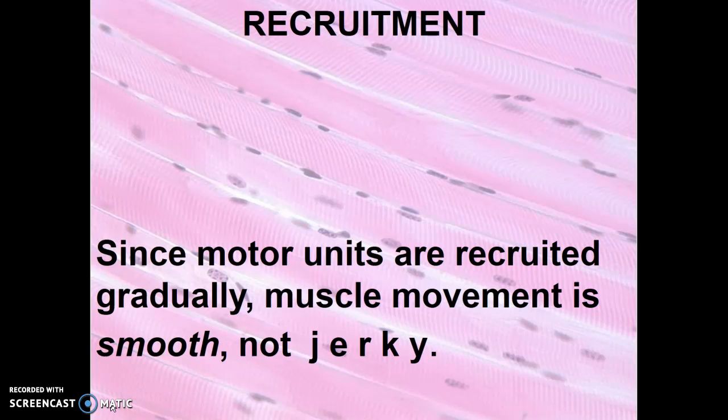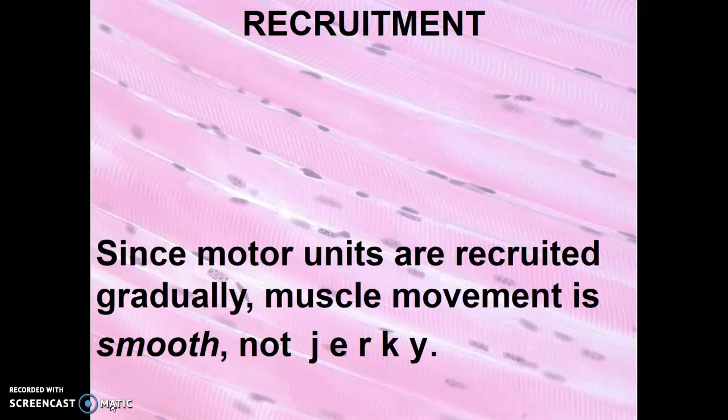Okay, so since motor units, what I'm reading right off here verbatim, are recruited gradually, muscle movement is smooth and not jerky. So I'll start recruiting 1, 2, 3 little muscle fibers until I get enough to start picking up whatever I'm picking up. And then I'll gradually keep recruiting those to make it a smooth motion. If I recruit 1,000 muscle fibers at once and I'm picking up something super light, I'd probably pop myself in the face because I'd be going too fast.